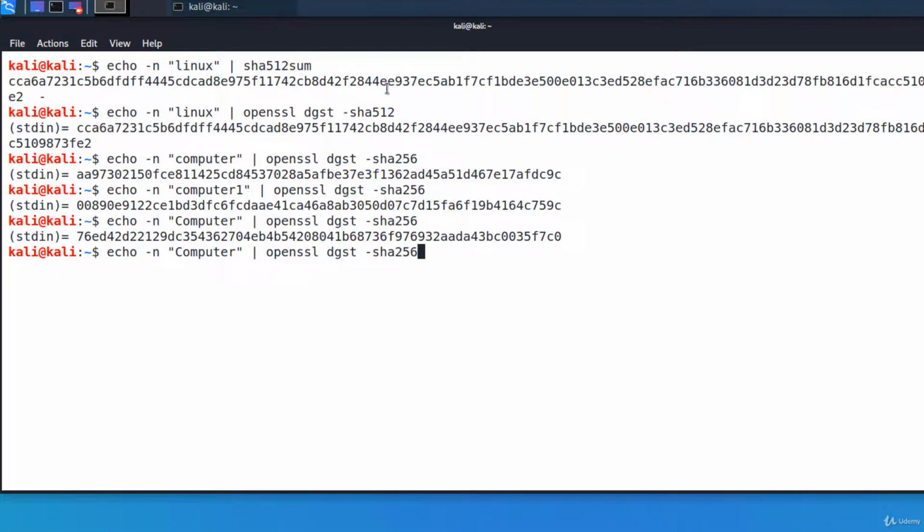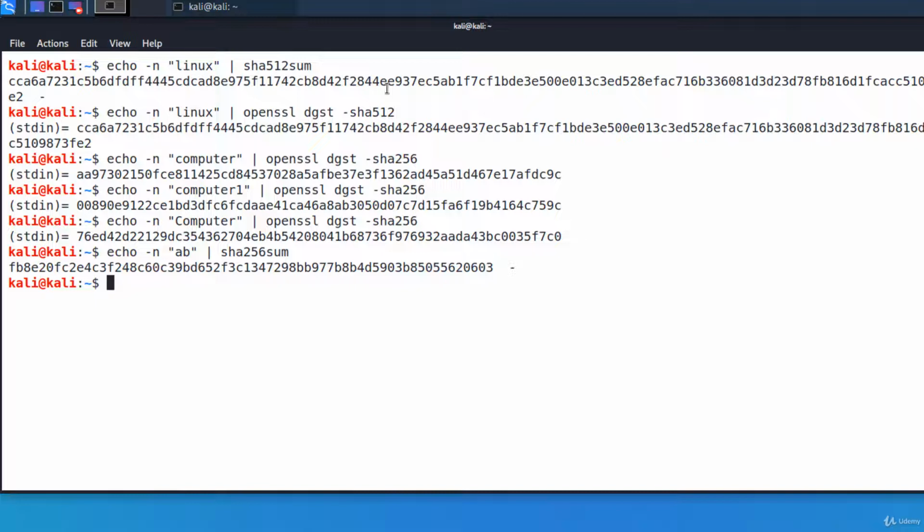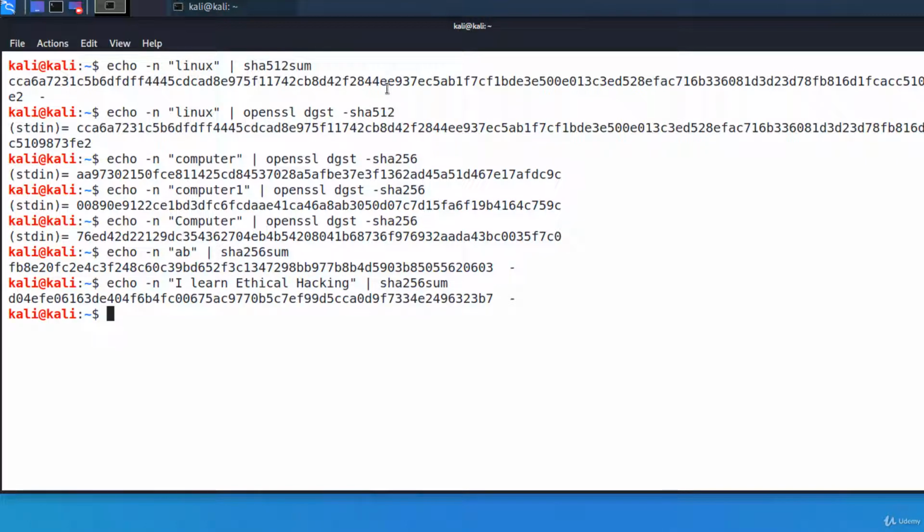Let's see some examples. I'll calculate the hash of two characters, A and B, using SHA-256. This is the hash, which has a length of 256 bits or 64 hexadecimal characters. Now I'll calculate the hash of a phrase. And the output hash has the same length, 64 symbols in base 16.